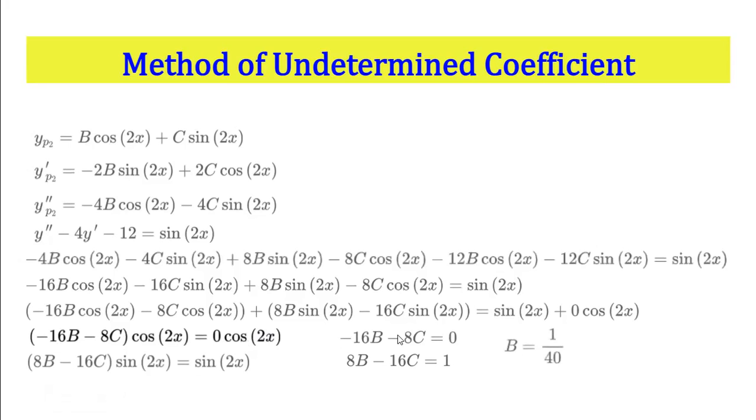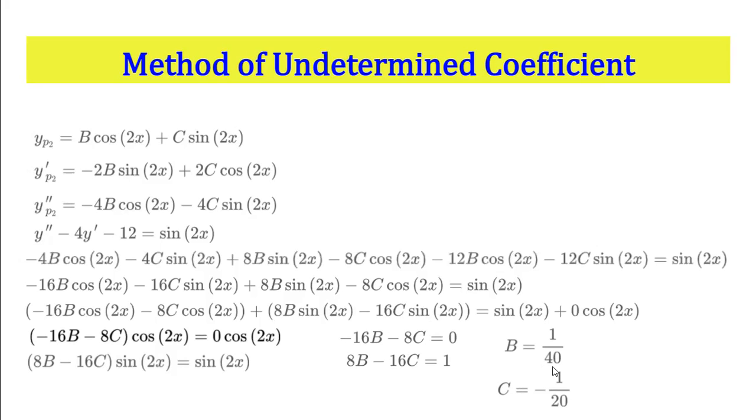So we can use the elimination method to solve for our constant b. Solving for the constant b here, we have b equal to 1 over 40, which will be the undetermined coefficient for b. Then using the b value and replacing it in any of the equations to solve for c, we have c equal to 1 over minus 20.